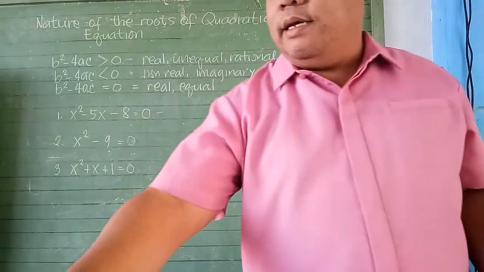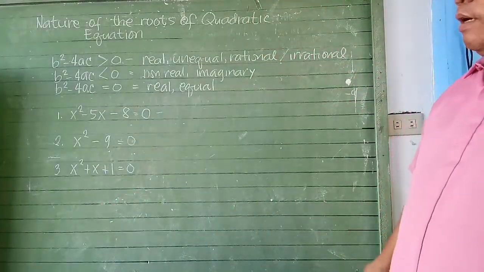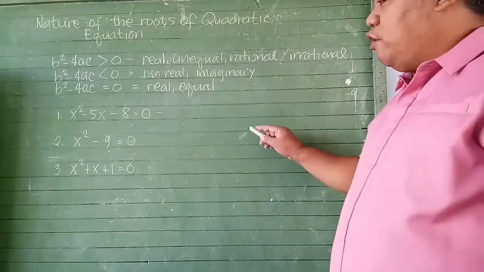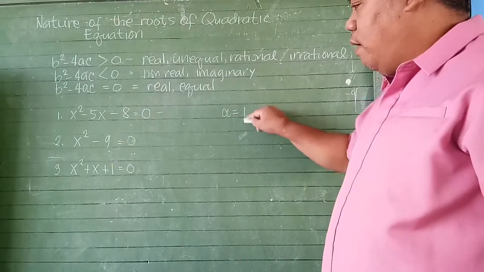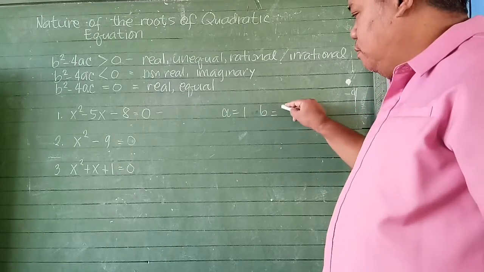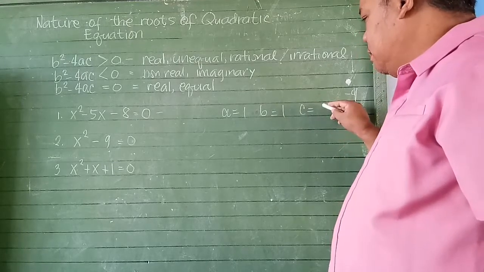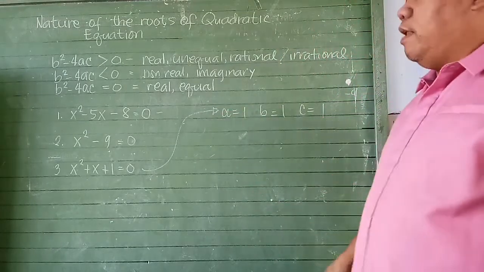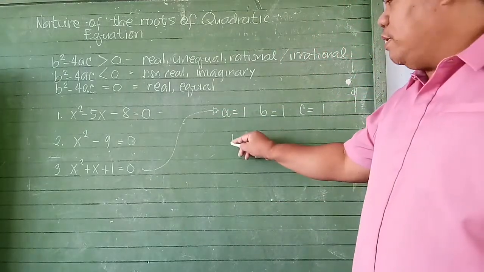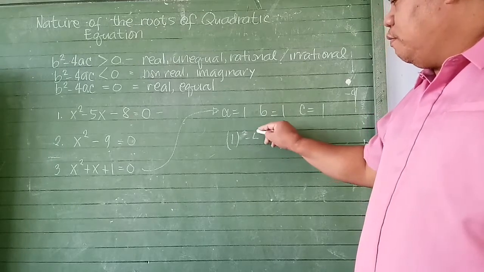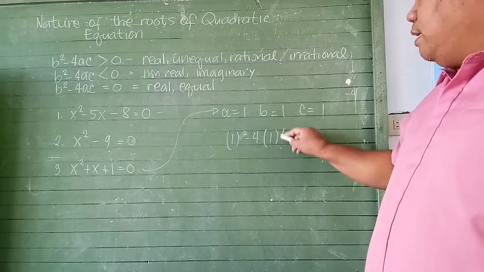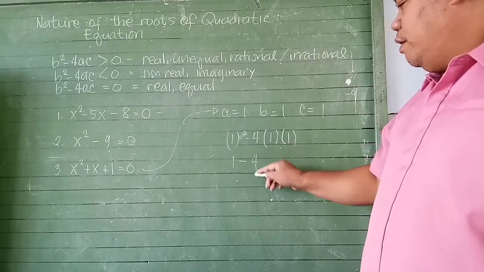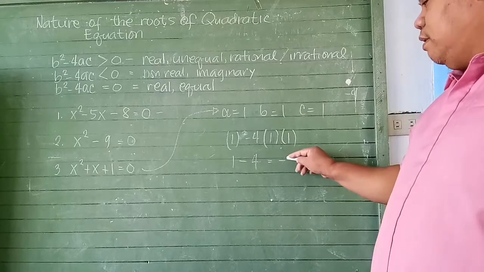In number 3, we have the equation x squared plus x plus 1. So look at the values: a is 1, b is 1, and c is 1. Now, let's solve the discriminant. b squared is 1 squared minus 4 times a times c. So this is 1 minus 4. So this is negative 3.